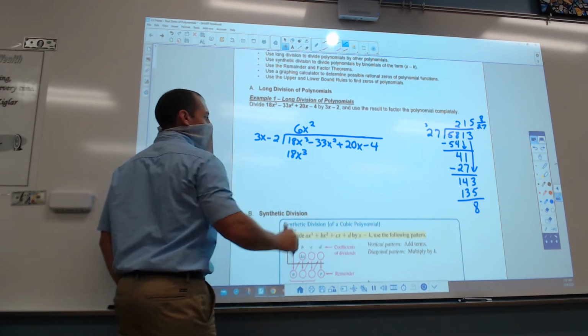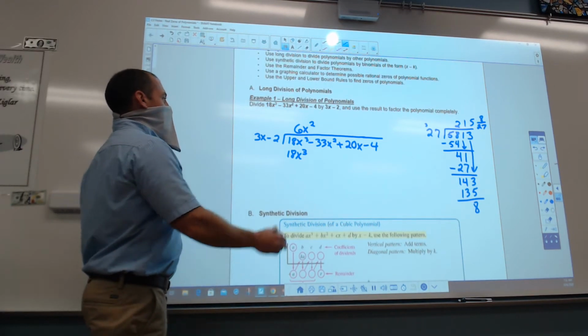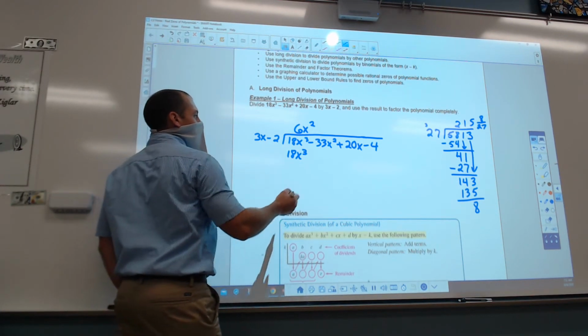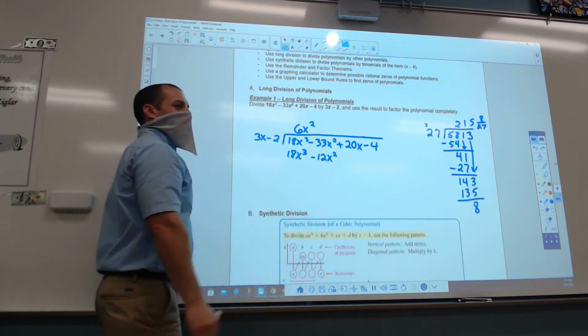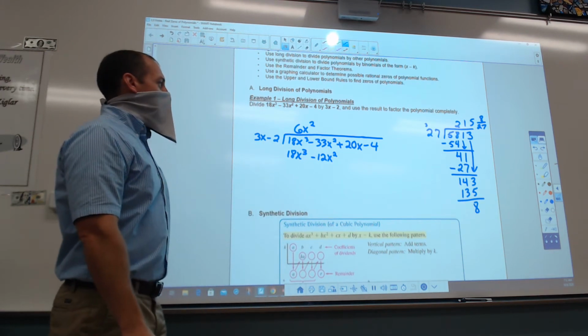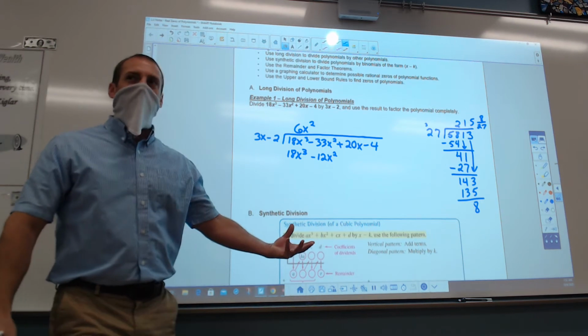Yeah, that's what we wanted there. That'll get rid of that for us. And then distribute it to the 2. So I'm going to have a minus 12x squared. I'm just lining up my terms. And then here's the part where here's why we did the last problem.